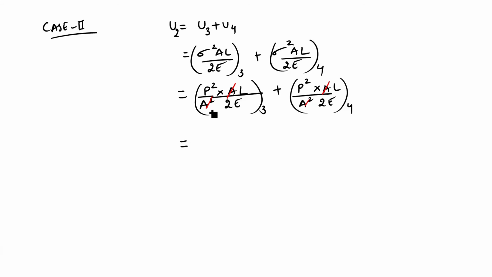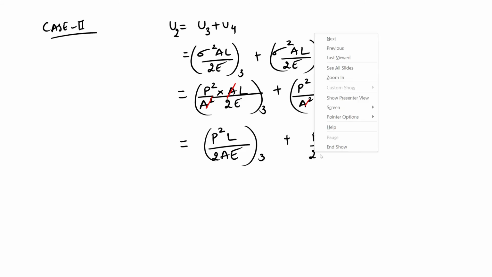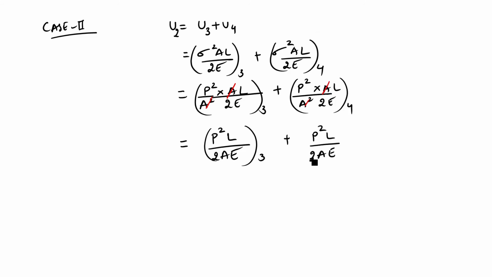So what remains is P square L upon 2AE for the third one, plus P square L upon 2AE for the fourth one. Now let's substitute. P square will remain as it is. L will be L by 3, and this will be 2 pi by 4 d square into E.